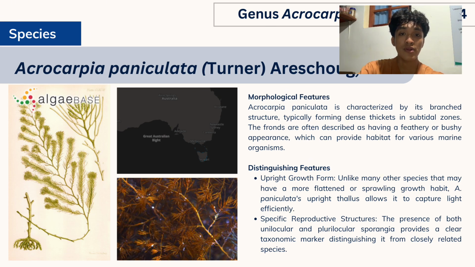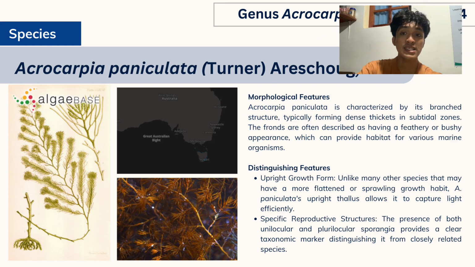Acrocarpia paniculata's upright thallus allows it to capture light efficiently. The specific reproductive structure of the species is that the presence of both unilocular and plurilocular sporangia provides a clean taxonomic marker. Its soft appearance also distinguishes it from closely related species.